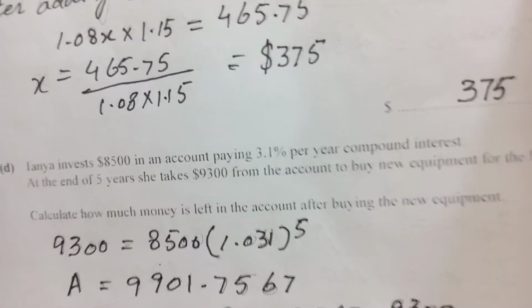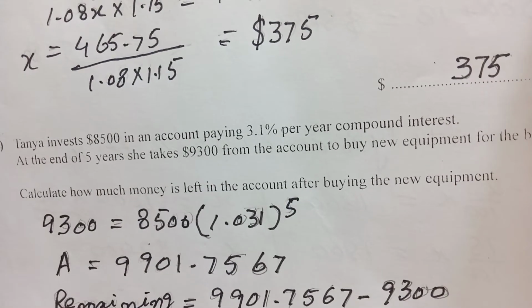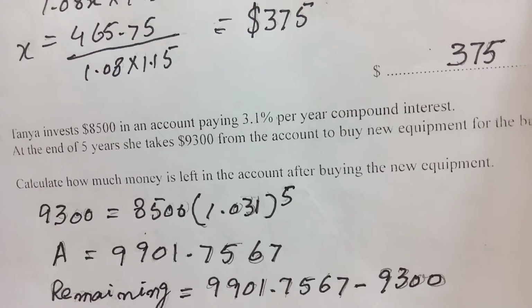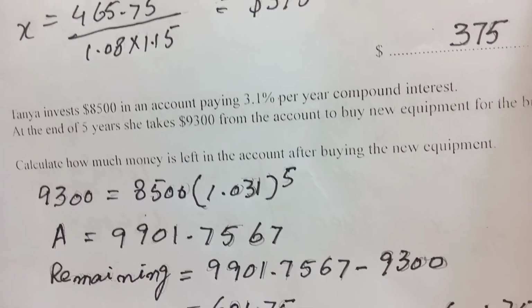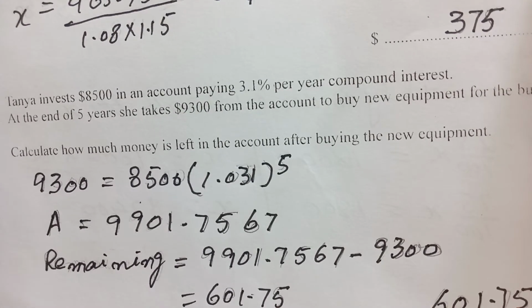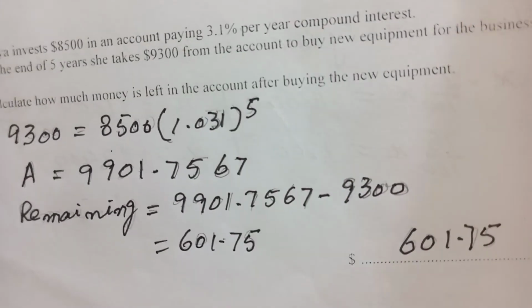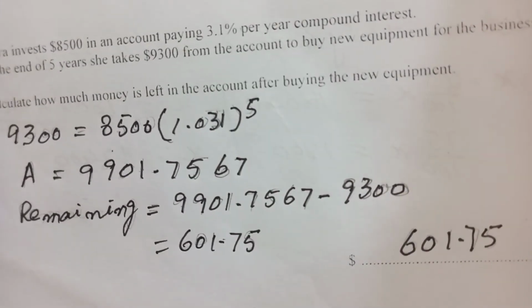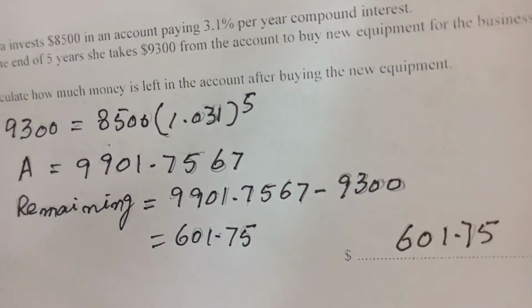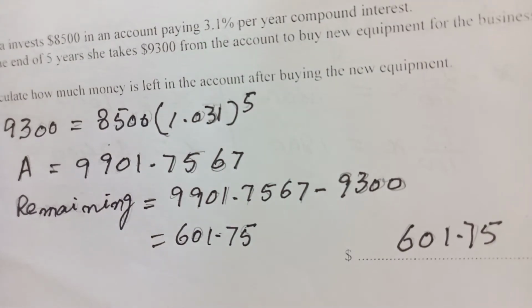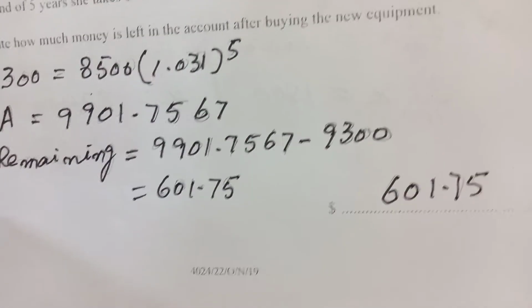Now this is the question of compound interest. 9300 is the total amount she received. So he is asking for the amount A. After working, A equals 9901.7567. Remaining will be 9901.7567 minus 9300. So the remaining after withdrawing the amount from the bank will be 601.75.